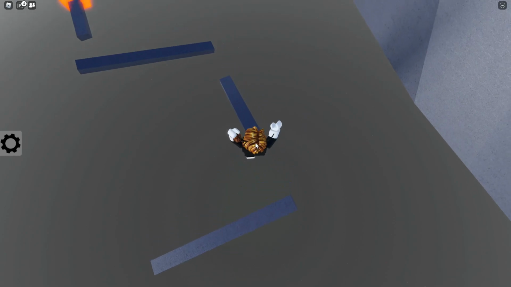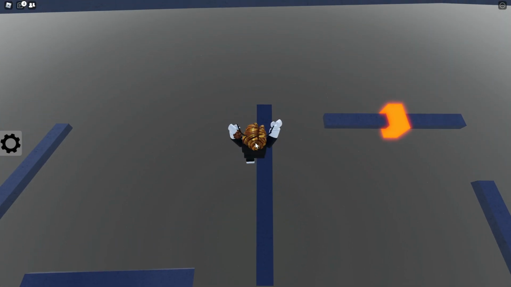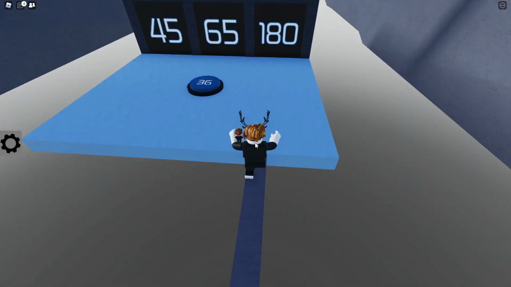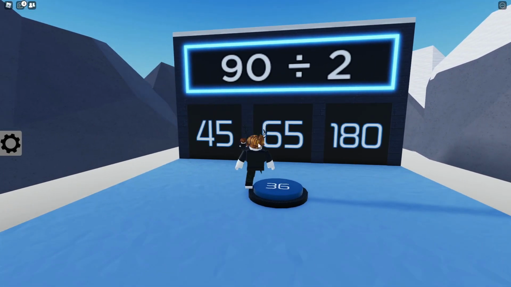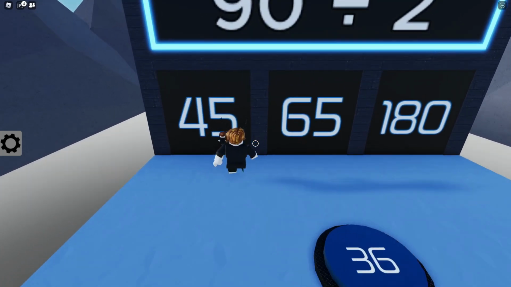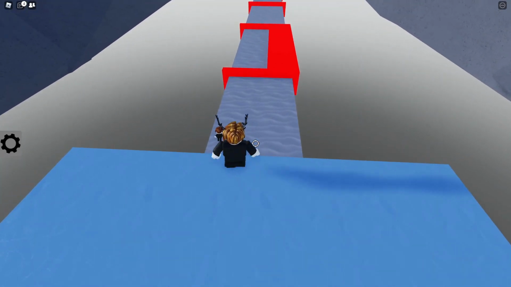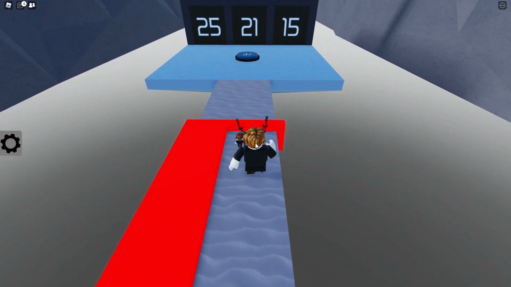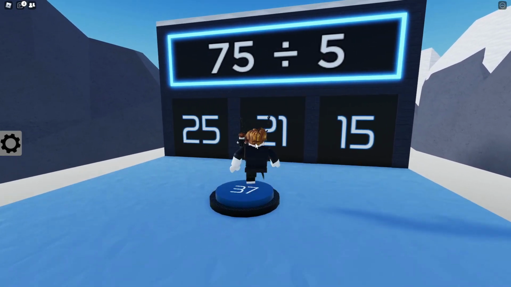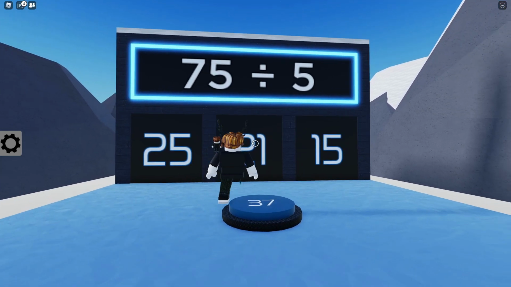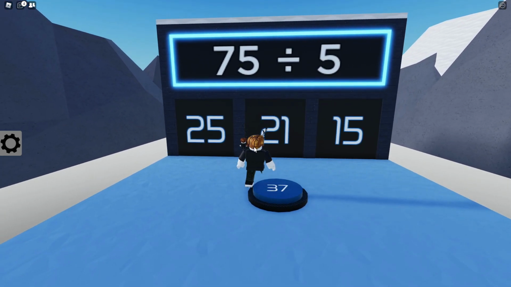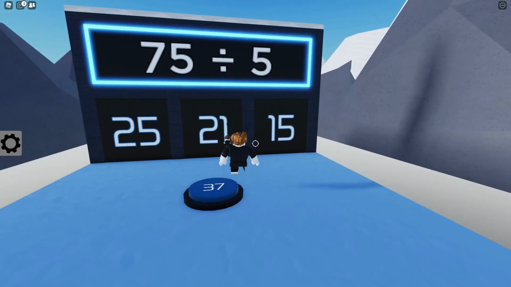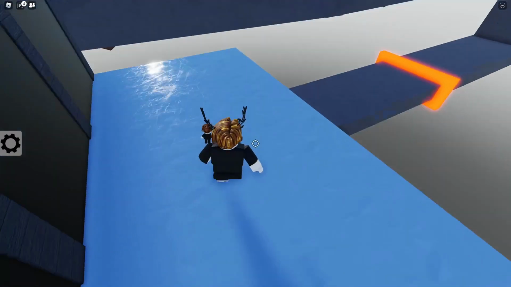I wish they would add, like, harder stuff. Like, if you choose fractions and decimals and stuff. 90 divided by 2, that is 45, yes siree. Oh, conveyors with kill blocks, I mean, it's getting a little bit difficult, not too much, though. All right, 75 divided by 5, I'm gonna go with that, probably wrong, yep, okay, well, then it's definitely 15, yes.